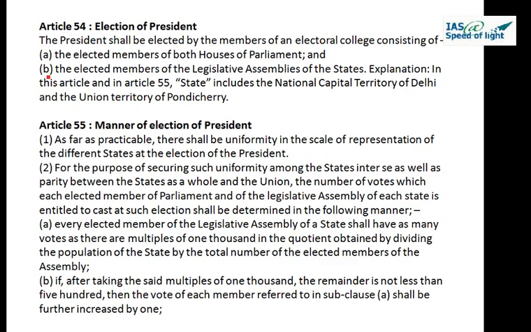Article 54 and Article 55 talk about the election of the president. Article 54 says that the president shall be elected by an electoral college consisting of elected members of both houses of Parliament and elected members of the legislative assemblies of states. And this state also includes the legislative assemblies of the National Capital Territory of Delhi and the Union Territory of Pondicherry. And second, it talks about the manner of election of the president. But let us first start stage by stage. There are certain parts which, if we follow, it is easy to understand the election of the president.